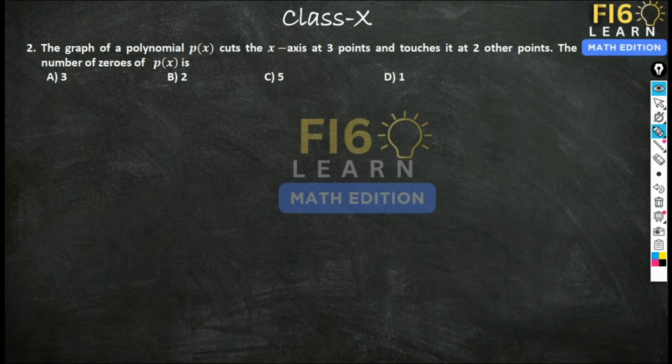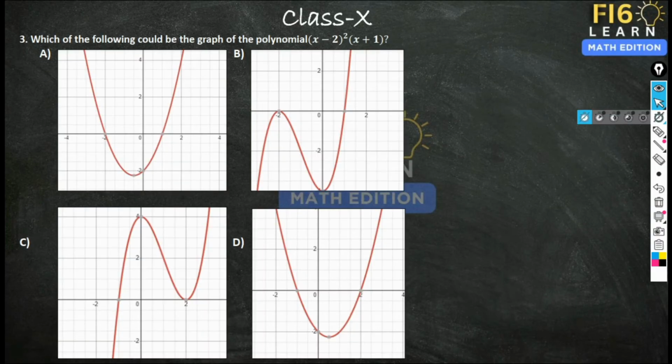The next one, which of the following would be the graph of the polynomial (x minus 2) whole square into (x plus 1)? So 4 graphs are given and the polynomial equation is given. We have to find which among these 4 represents the correct graph of the given polynomial. To find that, we have to first find the roots of the given polynomial. Okay, so let us write the polynomial here.